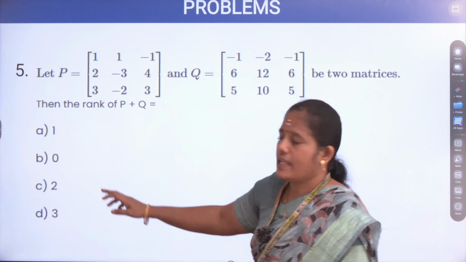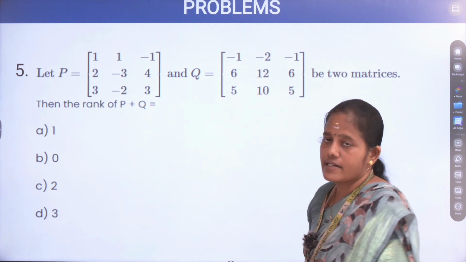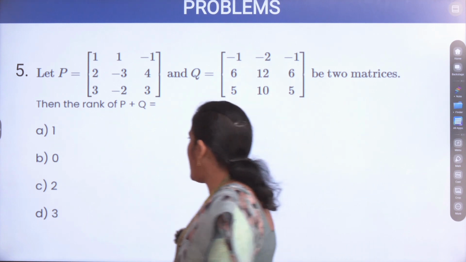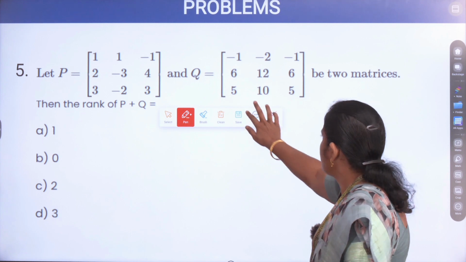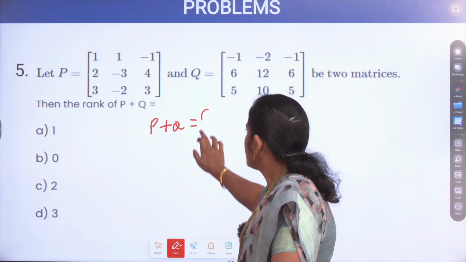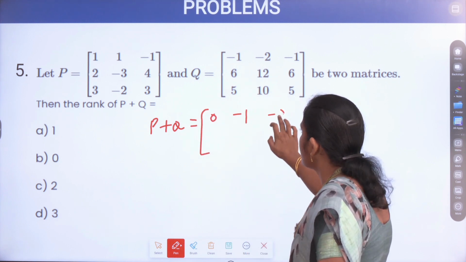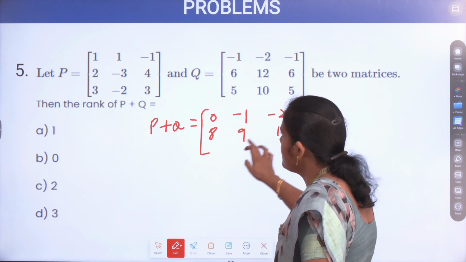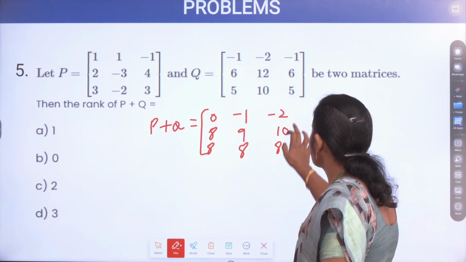Fifth sum, see that let P equal to some 3 cross 3 matrix is given, Q equal to a 3 cross 3 matrix is given. You find out the rank of P plus Q. So first you add these two matrices. P plus Q is equal to the corresponding elements: 1 minus 1 0, 1 minus 2 minus 1, minus 1 minus 1 minus 2, next 2 plus 6 is 8, 9, next 6 plus 4 is 10, 3 plus 5 is 8, 10 minus 2 is 8, next 3 plus 5 is 8.